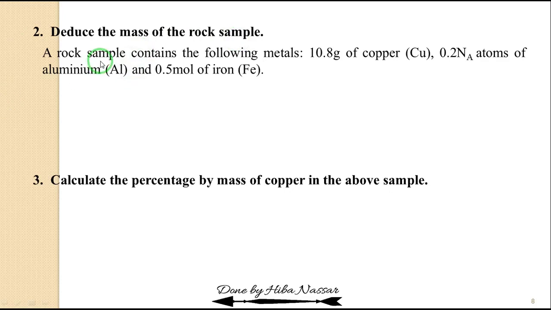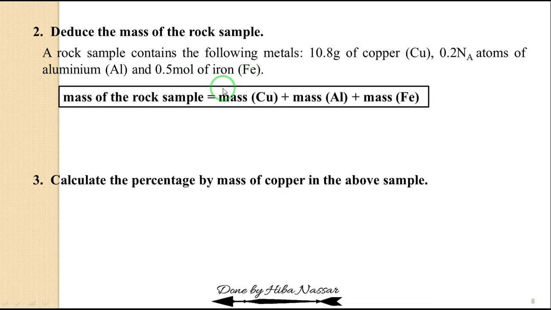According to the text, a rock sample contains the following metals. We have copper, 10.80 grams, so you already have the mass for copper. You have 0.2 NA atoms of aluminum and 0.5 mole of iron. Now you can say that the total mass of the rock sample is equal to the mass of copper plus the mass of aluminum plus the mass of iron.